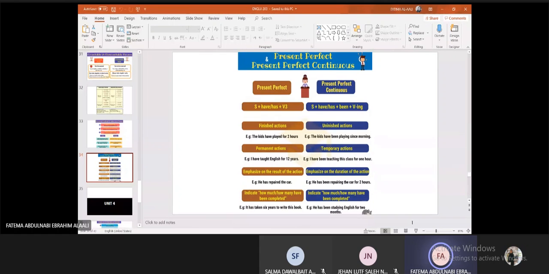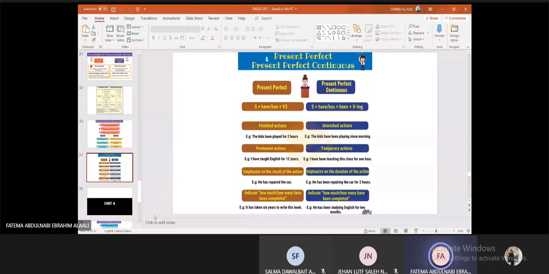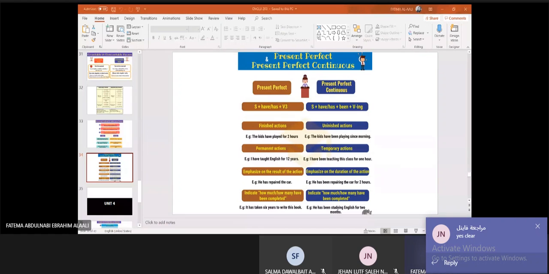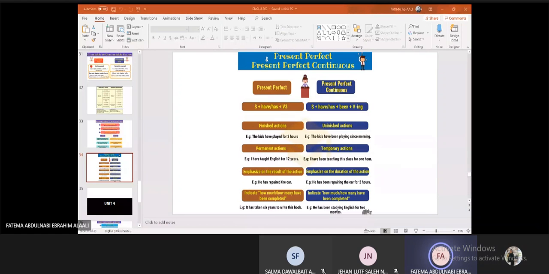So, was this rule clear? The present perfect continuous, when do we use it? The difference between the present perfect and the present perfect continuous. Are they clear? Is there any question? Yes, clear. Okay.